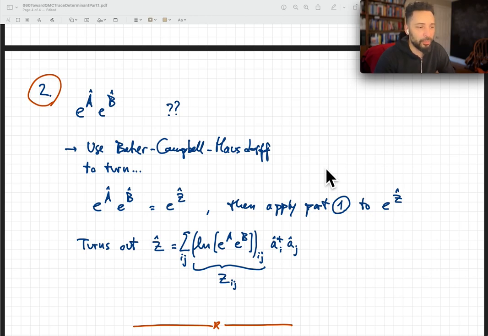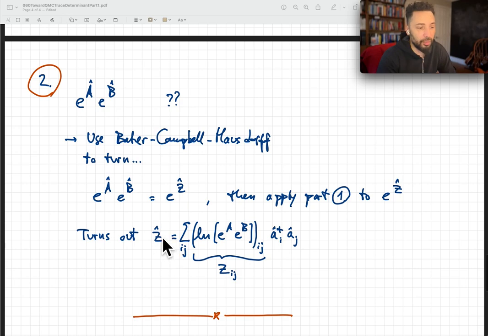So you'll use BCH to turn e to the a, e to the b into e to the z. So the BCH formula will tell you what z is, so how to take the logarithm, if you want, of e to the a, e to the b. And once you have this z operator, then you apply part 1, because you turn the two factors into one factor, and we're in the context of the first part of this theorem. Now it turns out that this z operator takes this form, sum over ij of our usual factor a dagger i, a j, but the matrix element that goes in between is itself the logarithm of e to the a, e to the b.